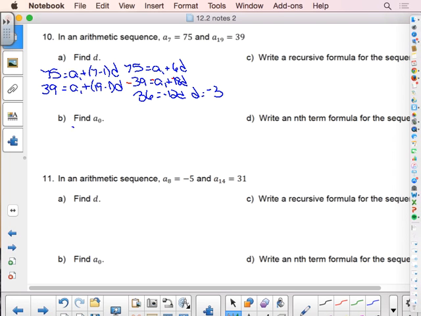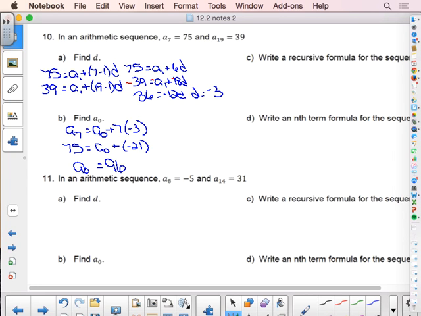So we have a sub 7 is equal to a sub 0 plus 7 times the common difference, negative 3. So a sub 7 is 75, a sub 0 plus negative 21. So that means that a sub 0 is equal to 96. Okay, so that's the 8th term. Yesterday we found the 7th term, and I just wanted to clear that up for this problem.